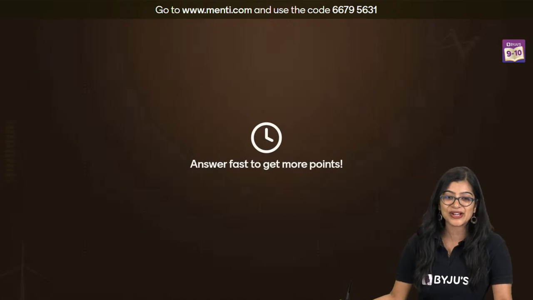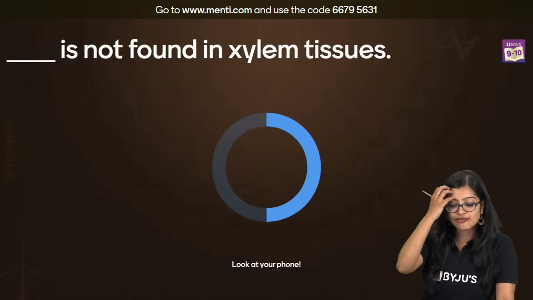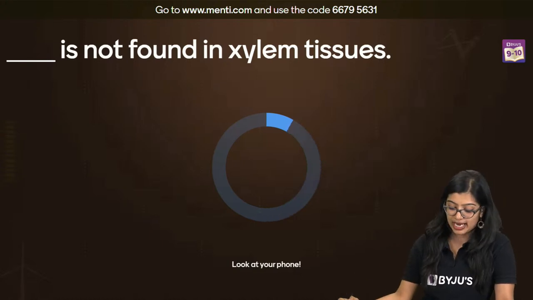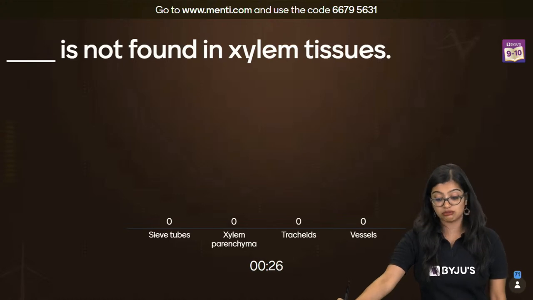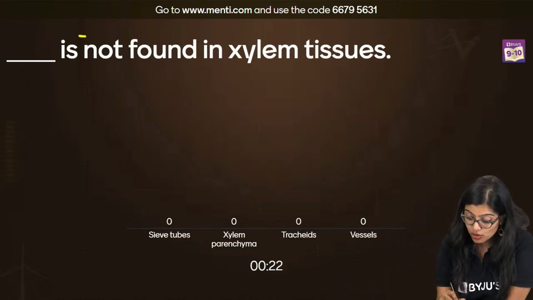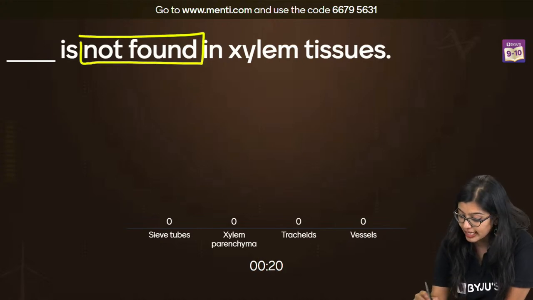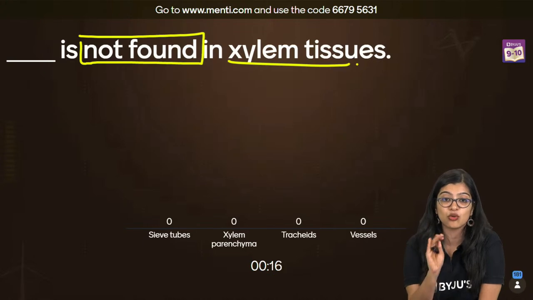So yes, moving on to question number 6, all right? Dash is not found in xylem tissue, okay? Let's see. Sieve tube, xylem parenchyma, tracheids or vessels. Which among the following is not found in xylem tissue? Very easy question. You all should be able to answer this.